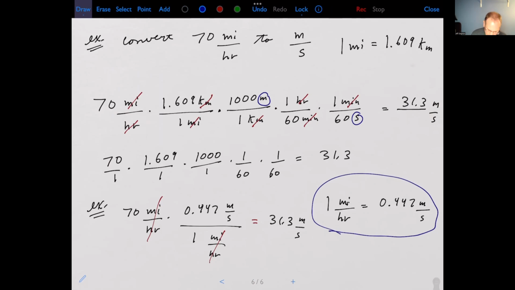Sometimes you don't know that. Sometimes you have to do multiple steps like we did here, right? It doesn't matter. Either way, it will give you the correct answer. Okay, but you should really be familiar with both ways.